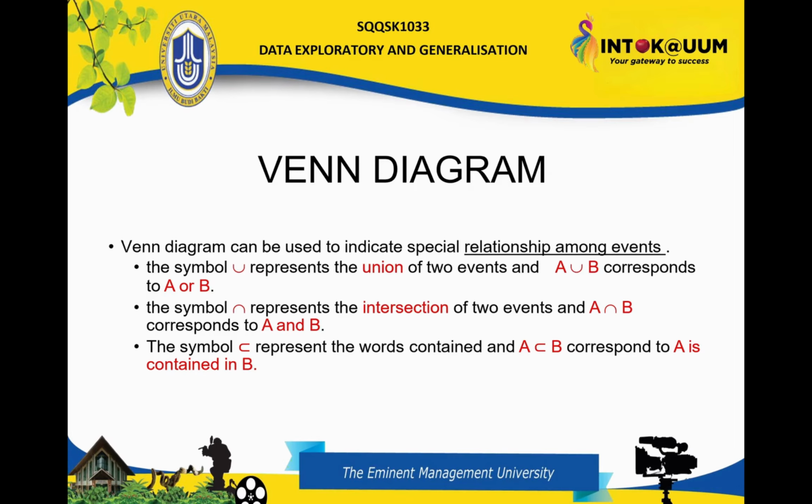A Venn diagram can be used to indicate special relationships among events. This symbol represents the union of 2 events, and this would correspond to A or B, which means event A or event B. Meanwhile, this symbol here represents the intersection of 2 events, and this would correspond to events A and B. Finally, this symbol here represents the word contained, and this would correspond to event A is contained in event B.